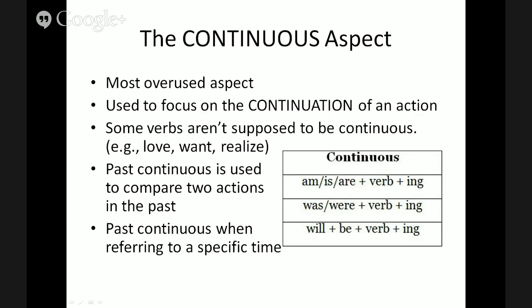And in the present tense, we use the continuous aspect to show something that is actually happening, like at that moment. And past continuous, there are really two reasons that you use it. One, you want to compare two actions in the past when one was in progress, right? When one was continuing, when another one happened. And you also use it to refer to a specific time in the past.